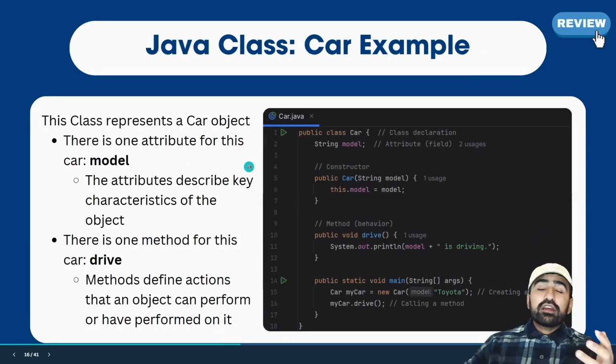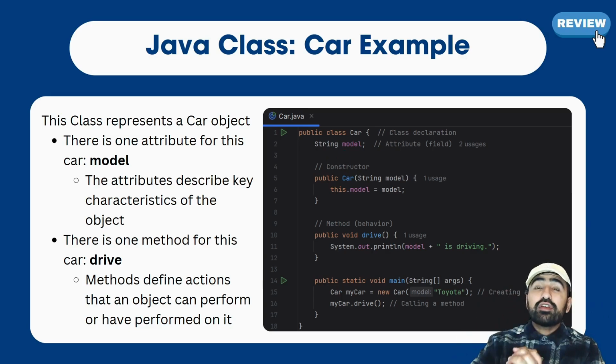So let's take a look again at the car example. So remember, the class name is car here. The model here is an attribute. So attributes describe key characteristics of the object. You can already think of different parts of the car that you can represent as an attribute. The make of the car, right? We usually do make and model. The year of the car, the color of the car, the price of the car.